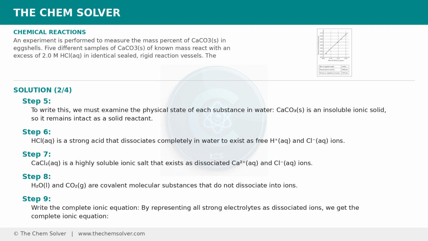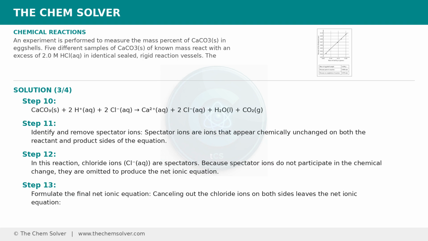Write the complete ionic equation. By representing all strong electrolytes as dissociated ions, we get the complete ionic equation. CaCO3 + 2H+ + 2Cl- gives Ca2+ + 2Cl- + H2O + CO2.